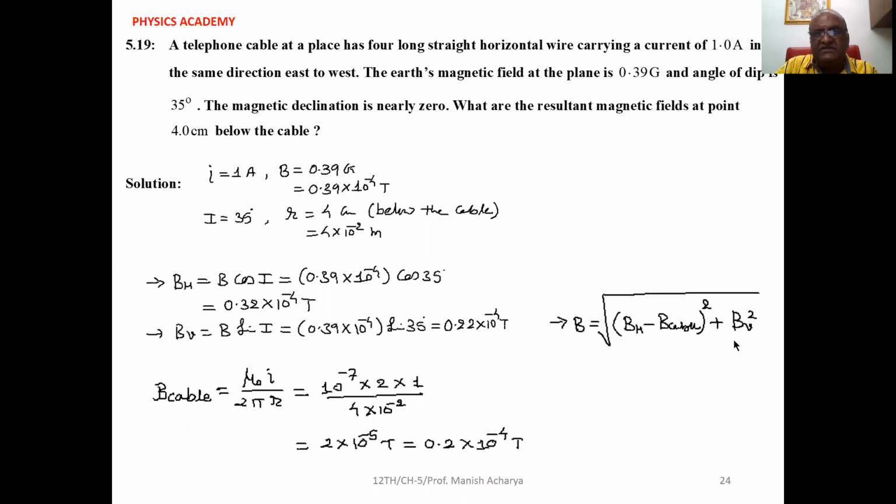square plus BV square. Now we have to substitute the value BH, that is 0.32 into 10 raised to minus 4, B cable, that is 0.2 into 10 raised to minus 4, BV, that is 0.22 into 10 raised to minus 4, and then solve it, you will get the answer. Clear to all of you?